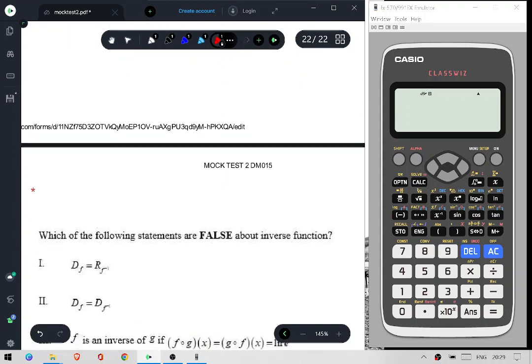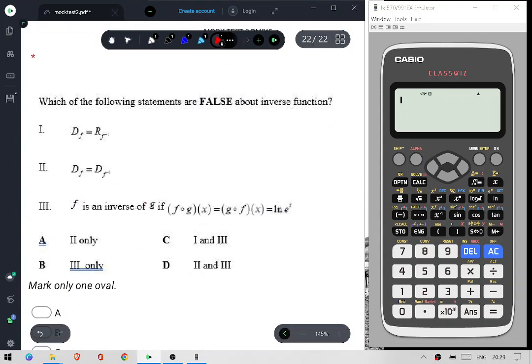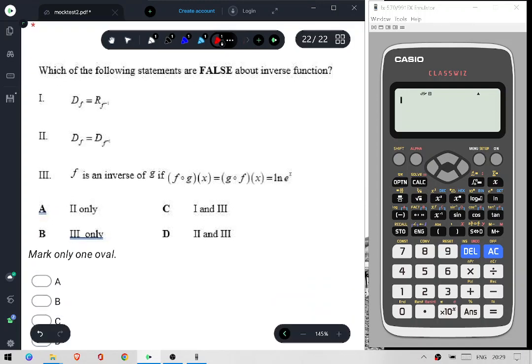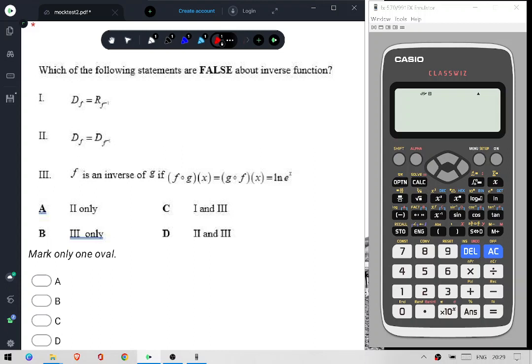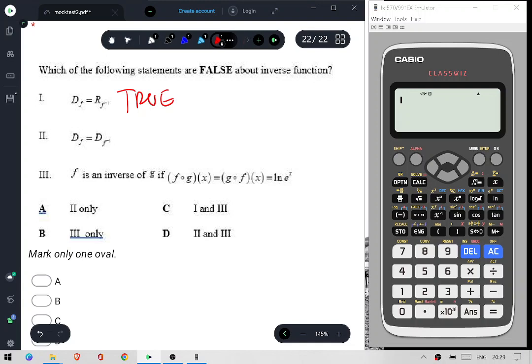Okay, next, which one of the following statements is false? Be careful, they want the false one, not the true one, so don't get tricked. The first one, the domain of f equals the range of f inverse. This is true. Next, the domain of f is equal to the domain of f inverse. False.